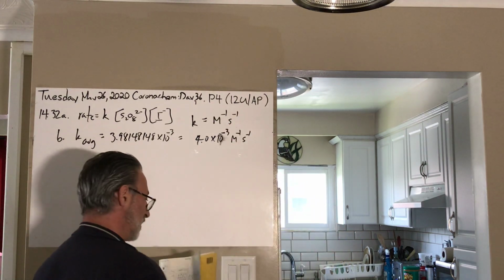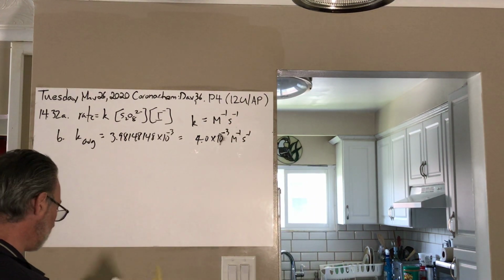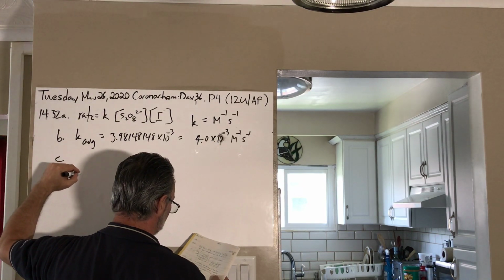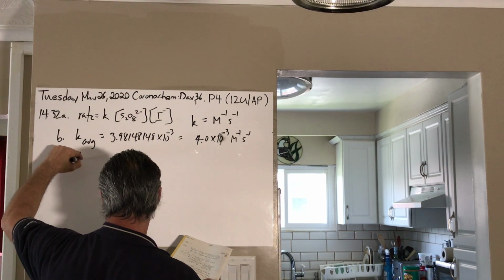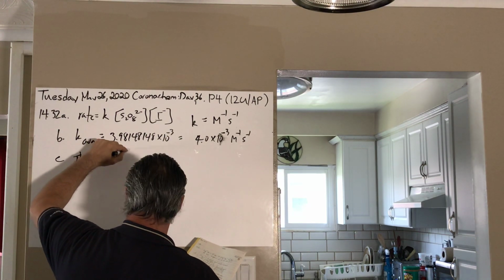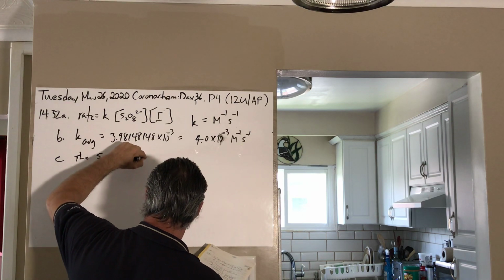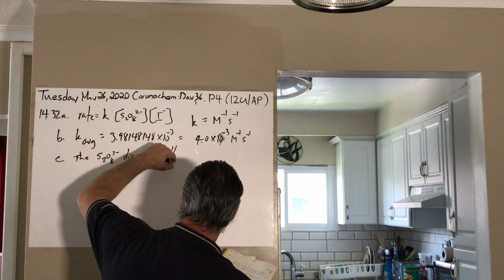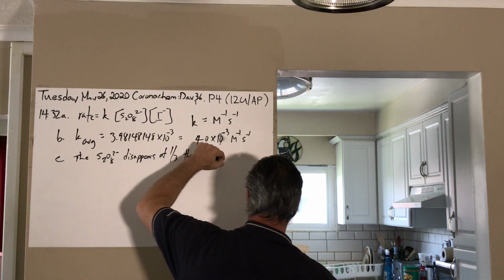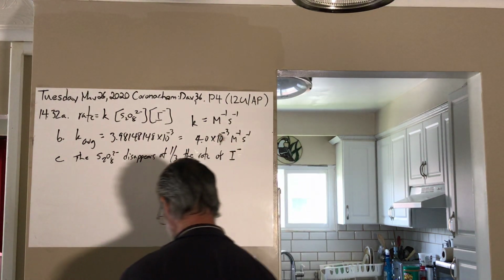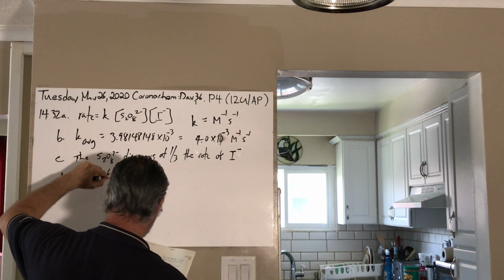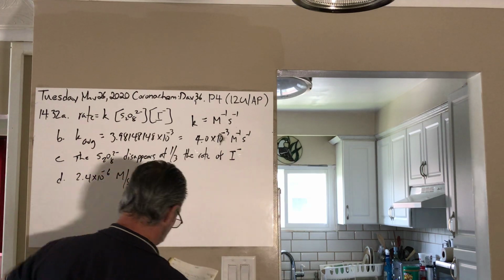And for part C of the same problem, you could say the peroxodisulfate disappears at 1/3 the rate of iodide. And the answer for D is 2.4 times 10 to the minus 6 molarities per second.